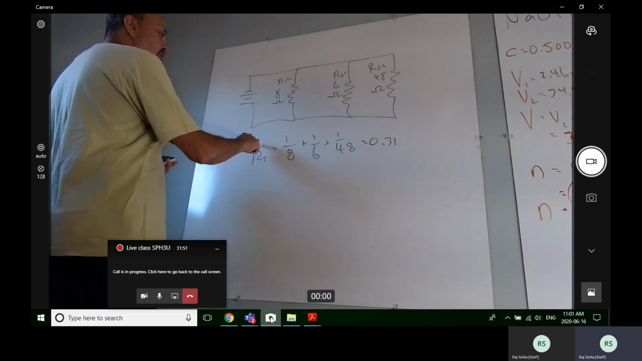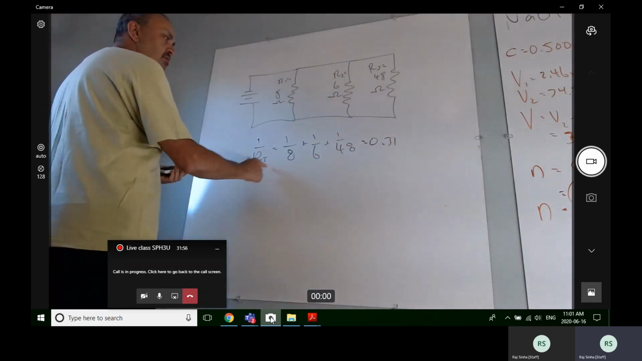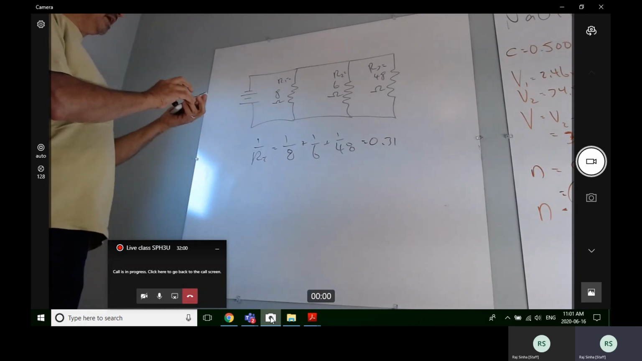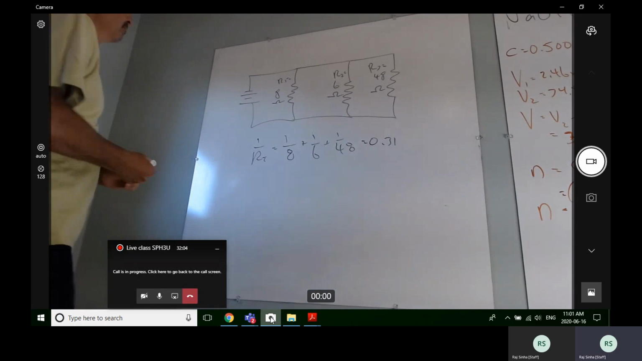So now my 1 over RT equals 0.31. I'm going to take my RT up, my 0.31 down. So RT is equal to 1 over the number. It's on my calculator already, so I'm just going to hit 1 over X. I'm getting 3.2 ohms.